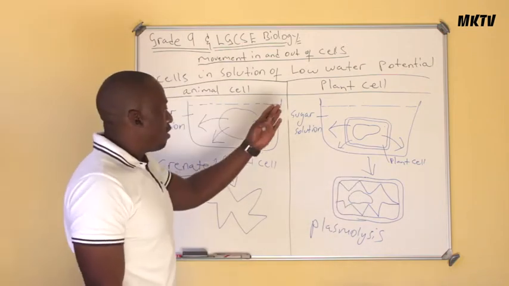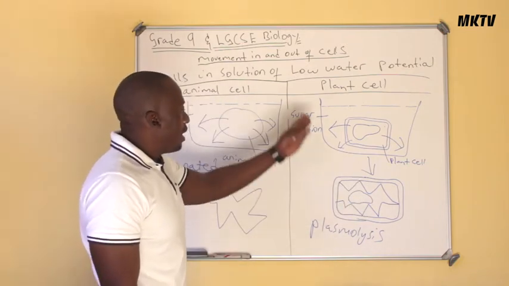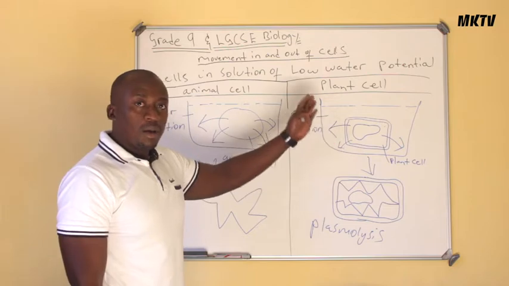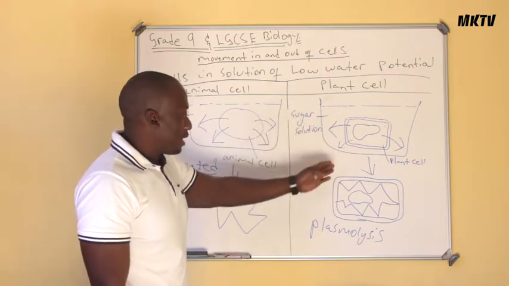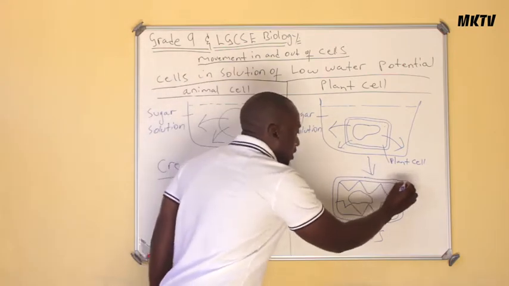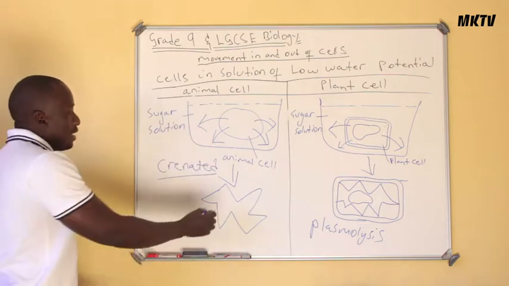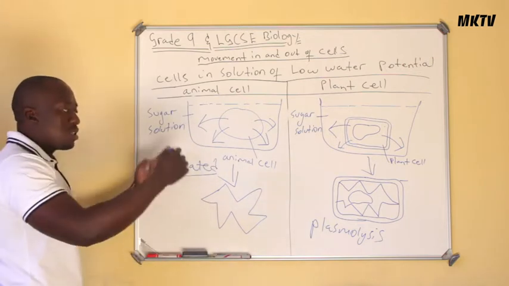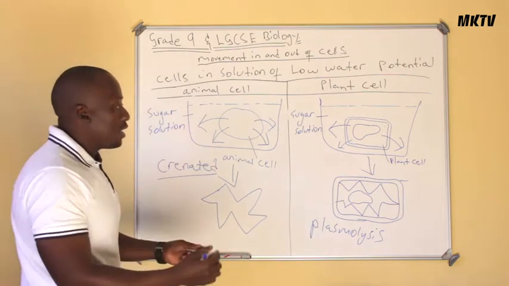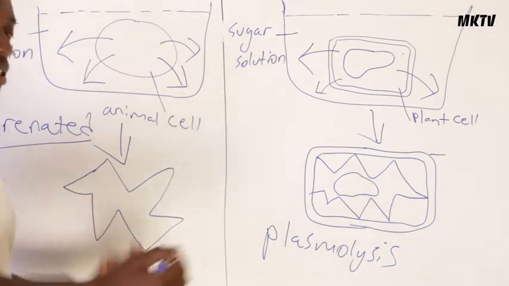So this means the plant cell has plasmolysed, but the shape is not going to change. Remember, even if osmosis has taken place here and the plant cell has lost water, the shape is not going to be altered because of the cell wall. But the animal cell, however, has crenated, which means it has lost its shape. It's because it doesn't have a cell wall.